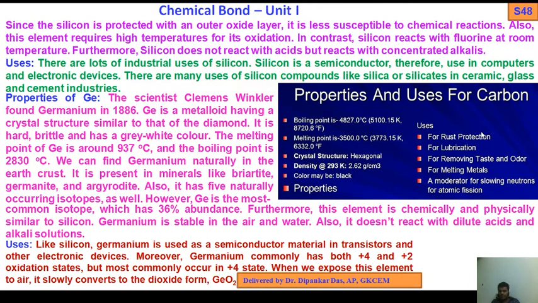Uses: for rust protection, for lubrication, for removing taste and odor, for melting metals, and as a moderator for slowing neutrons in atomic fission. So, these are the uses of carbon.